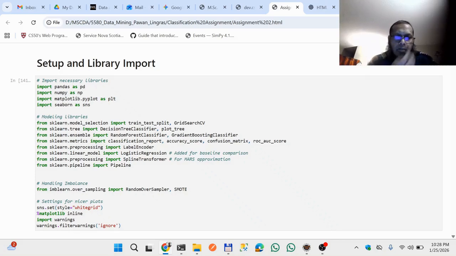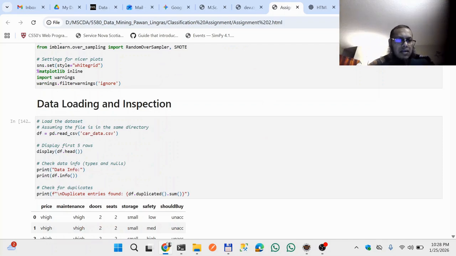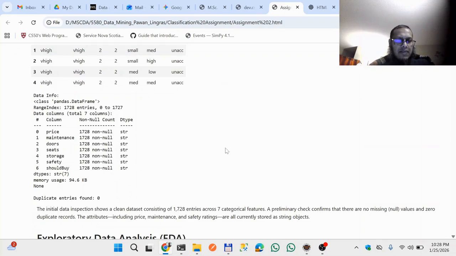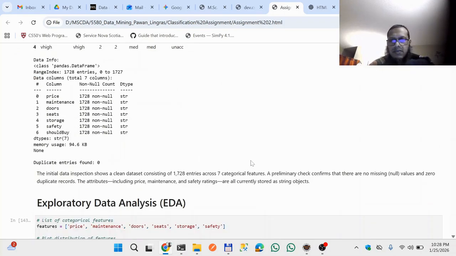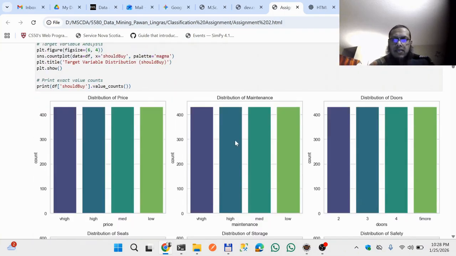And this is the FM car data, where 1,728 records and 7 feature variables are available. After loading and getting the data, we have inspected it properly. We have found the data is clean. There are no null and duplicate entries. Data is very clean. After that, we have run the exploratory data analysis for the 7 feature variables.